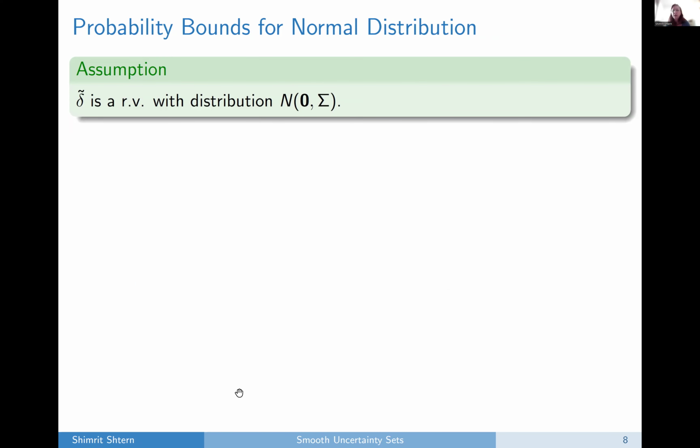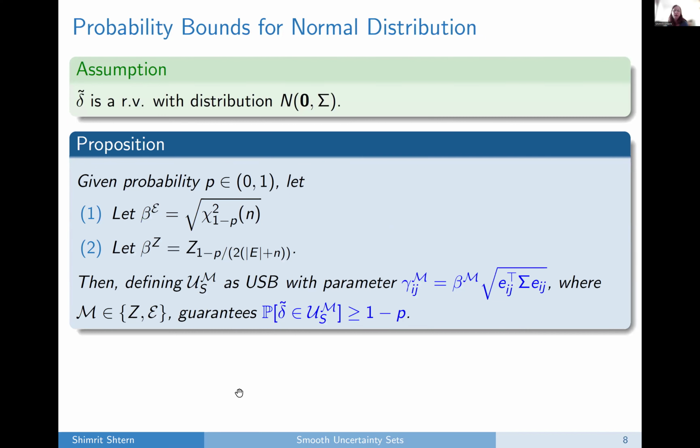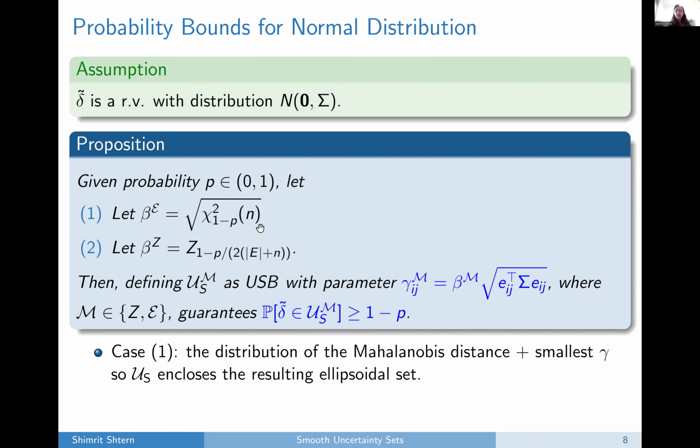If we additionally assume that we have a normal distribution, of course, we can get a much better result. Specifically, we can have two constructions of our uncertainty set, one dependent on the chi-square distribution and one dependent on the normal distribution. The one dependent on the chi-square distribution takes the 1 minus p percentile of the chi-square distribution with n degrees of freedom. And it's actually, again, derived from using the distribution of the Mahalanobis distance, which is basically the uncertainty times sigma inverse times the uncertainty again. And this we know is distributed according to chi-square.